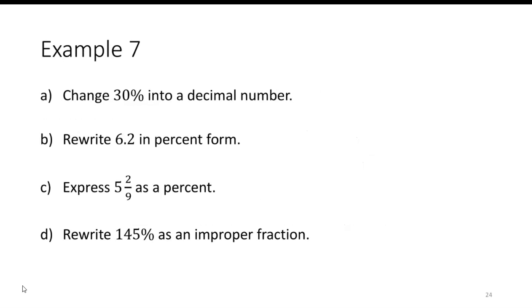So to change 30% into a decimal number, this is going to be 30 divided by 100. As a decimal number, I would put the 30 hundredths, make sure my number ends in the hundredths place. So, 0.30. If I want to rewrite 6.2 in percent form, I'd go 6.2 times 100%. That's going to be 620%.